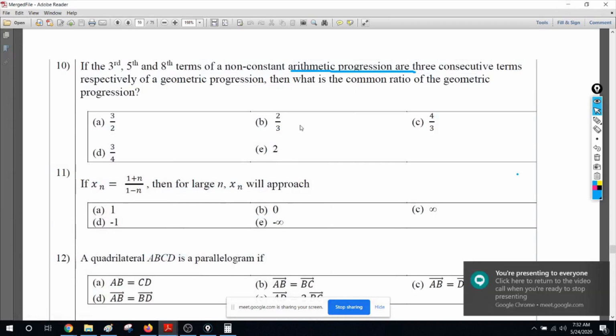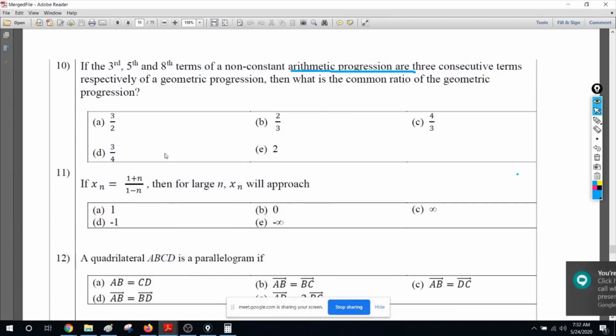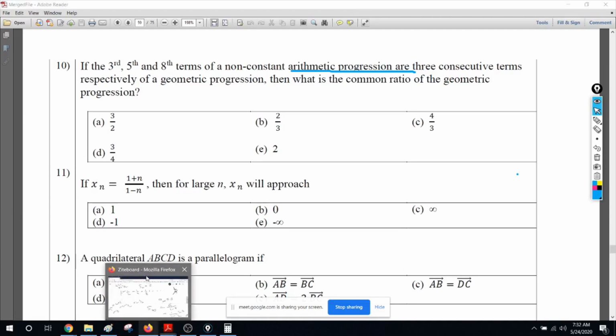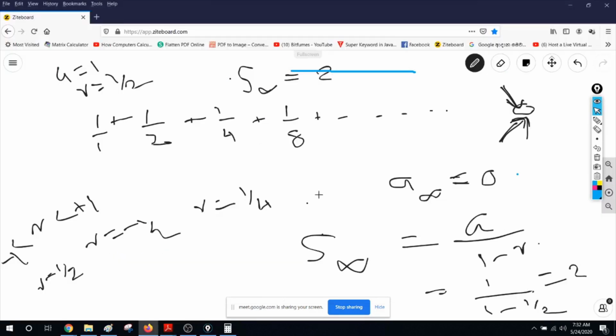Right. So it says if the third, fifth, and eighth term of a non-constant arithmetic progression are three consecutive terms respectively of a geometric progression. Right, so third, fifth, and eighth. So let's write down this. I'm going to the whiteboard because I need a little bit more space to explain here.